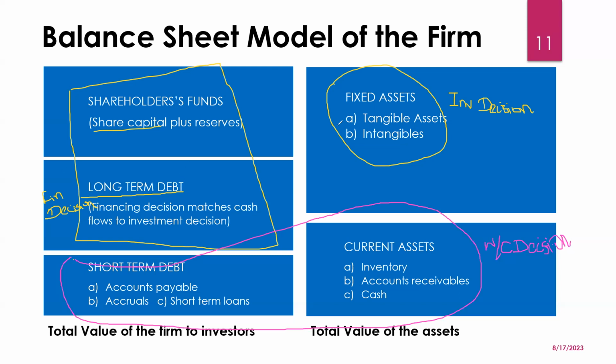And on the other hand, the dividend decisions. So you have the reserves, right? By having reserves, you can decide whether we are going to distribute them as dividends or keep them as reserves, as retained earnings. That is the dividend decision.